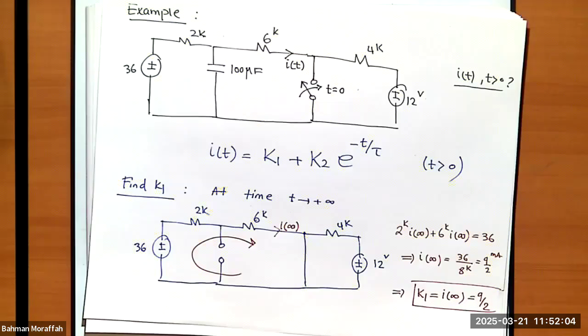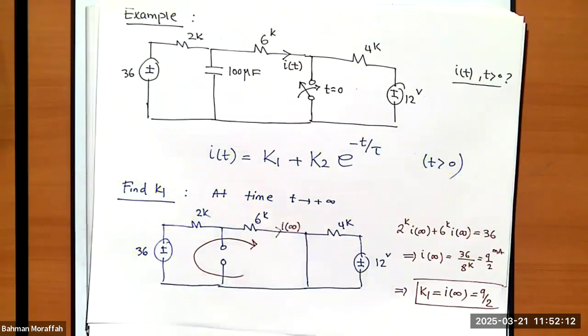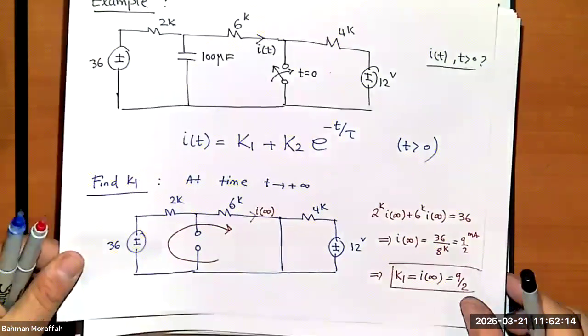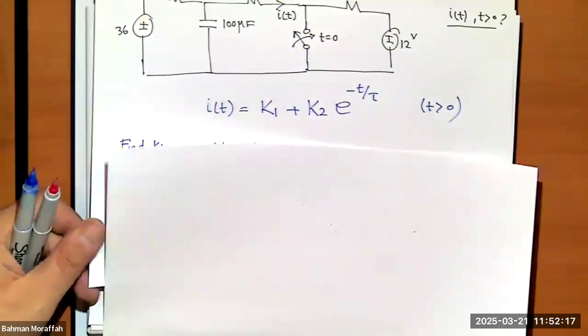Let's move on to K2. To be able to know what K2 is, I need to evaluate this I at 0 plus. So we need to find K2.